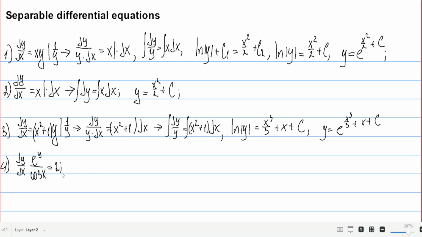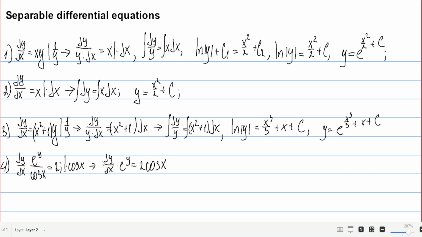So what can we do at this point? Let's get rid of this cosine of x. So let's multiply both sides of our equation by cosine of x. And we will have dy over dx times e to the power of y is equal to 2 times cosine of x.